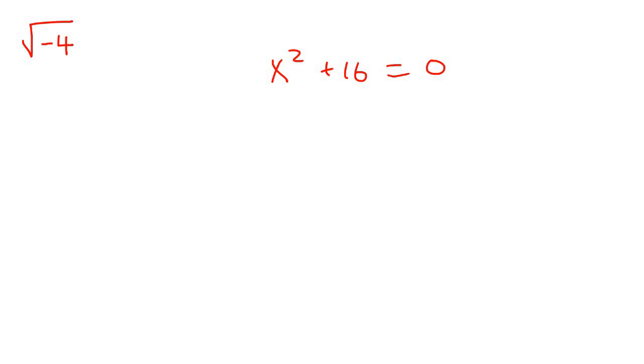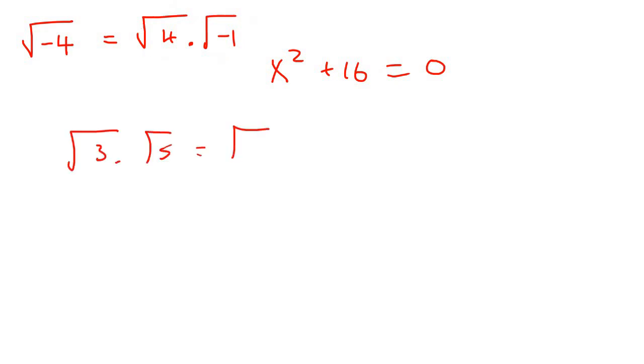So what you do instead is you go into the imaginary numbers, and the way that you do that is you just rewrite this as square root 4 multiplied by square root -1. Because that's how square roots work. For example, if you take square root 3 times square root 5, then it's the same as square root 15. Okay? So what I'm doing here is I'm just splitting this up into 4 multiplied by -1.